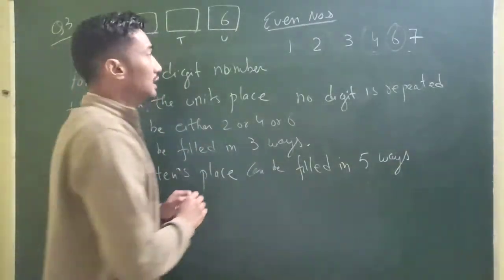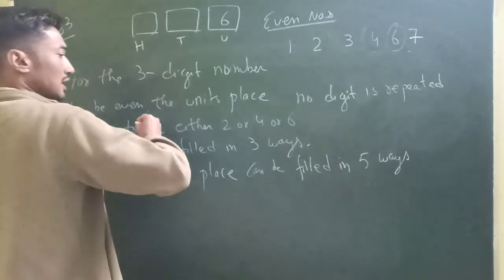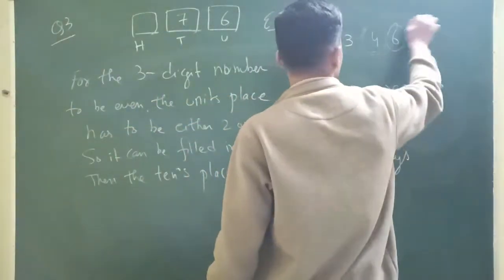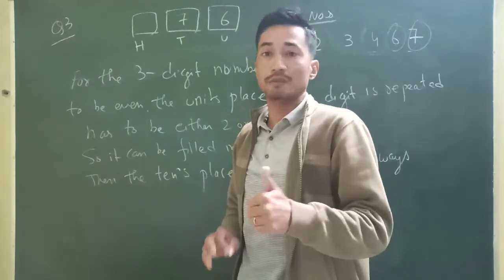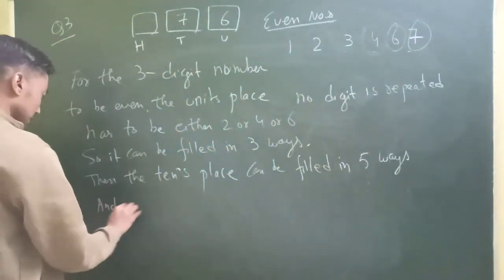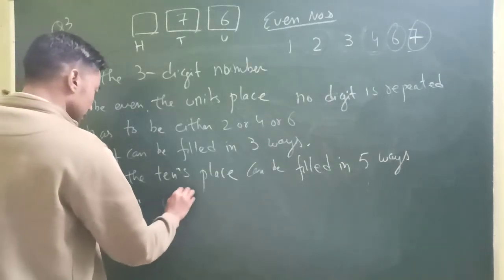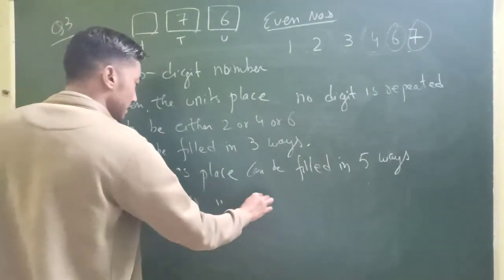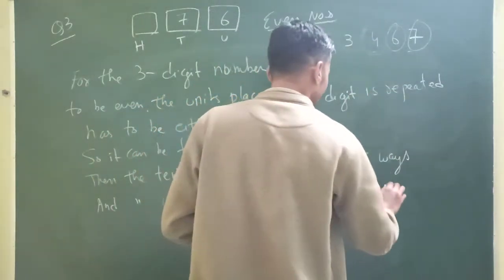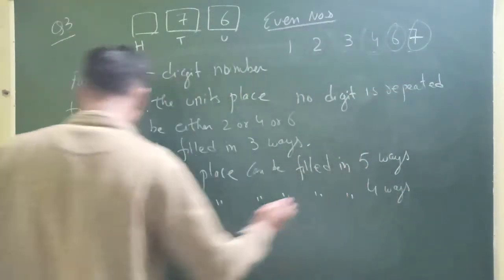Is that clear? So let's use another number here. Let's say I used 7 out of the 5 options. So 7 option also gone. Remember, repetition is not allowed. And the hundreds place can be filled in, now how many options? 1, 2, 3, 4. Can be filled in 4 ways. So how many options do we have?